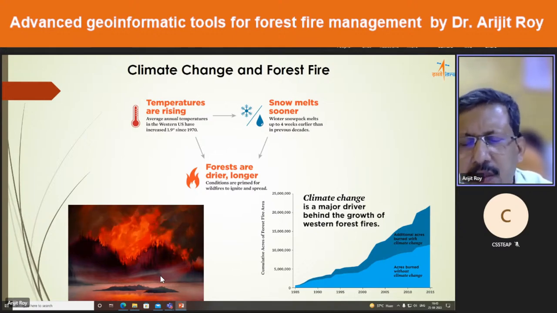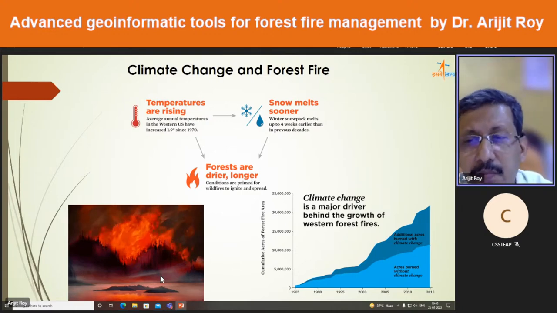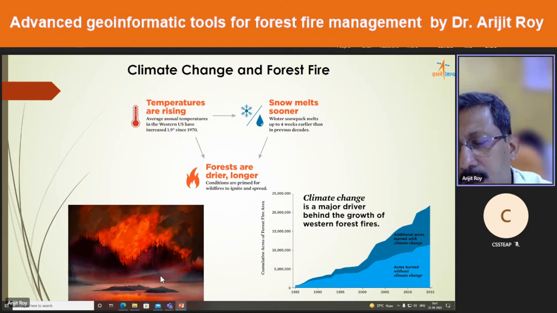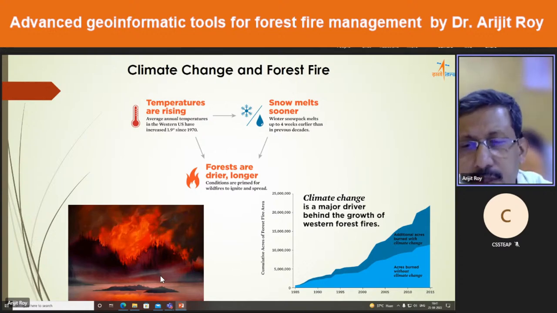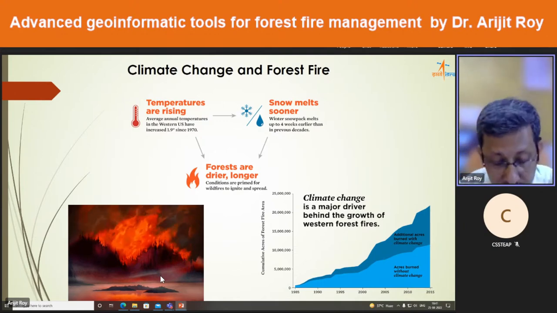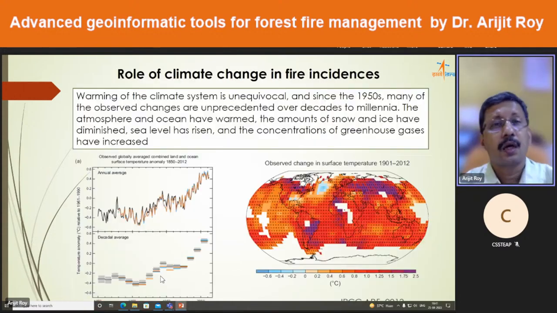And an estimate has been made for the impact of climate change as a major driver behind the growth in the frequency of western forest fires. It basically indicates that by 2050, the additional acreage burnt because of climate change was almost as much as the area burnt without the impact of climate change. So climate change is actually now playing a very, very important role in forest fire activities. And it's basically because of the warming.